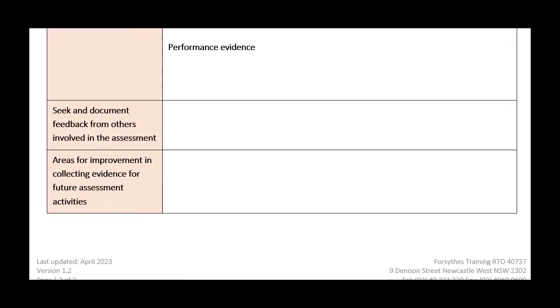Right down the bottom of this nice simple little document, you also need to put how you might have sought and documented feedback from others involved in the assessment. You might have gone back and talked to somebody else and said, you know what, he wore most of the PPE, but I can't be sure that those gloves were correct. You might have spoken to a technical expert or a supervisor or somebody else who's actually done these observations. So you might have got a little bit of feedback or undertaken what we call a bit of moderation to help you make a decision.